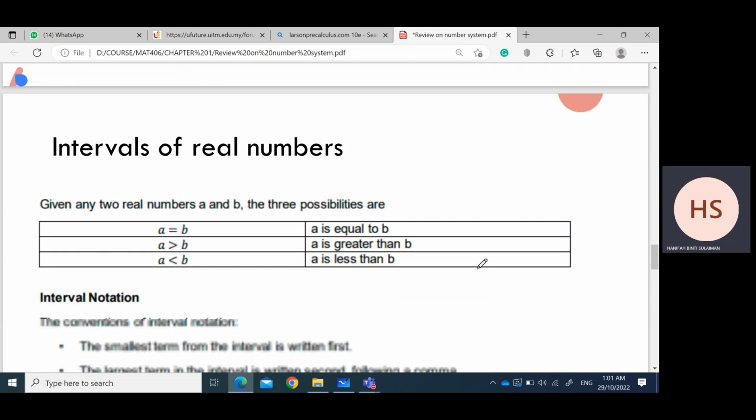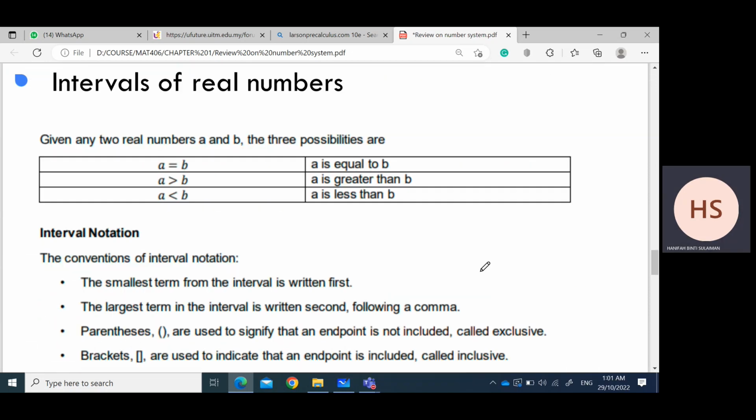Alright. So next we go to intervals of real numbers. So for intervals of real numbers, it is given any two real numbers A and B. So here we have 3 possibilities. So A and B are equal. So this means that A and B are equivalent. Nilai A dan juga B adalah sama. Ataupun kita boleh katakan A is B and B is A. Itu adalah equivalent konteks dia.